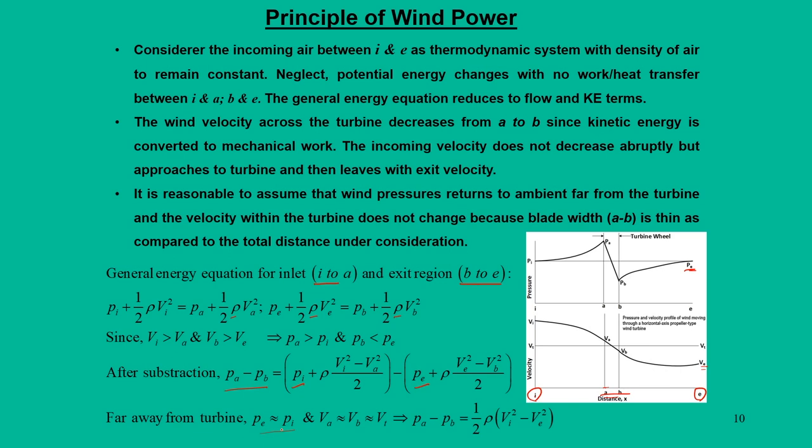Since there are no wake effects, we can assume that P E is approximately equal to P I, and V A and V B are also approximately equal, and that is nothing but your turbine velocity, at the location where the wind turbine or wind machine is installed. With these assumptions, we get an expression for the pressure difference between A and B: P A minus P B becomes half rho V I square minus V E square.